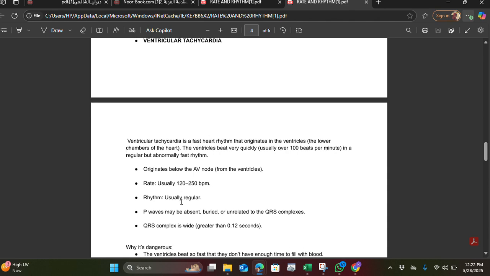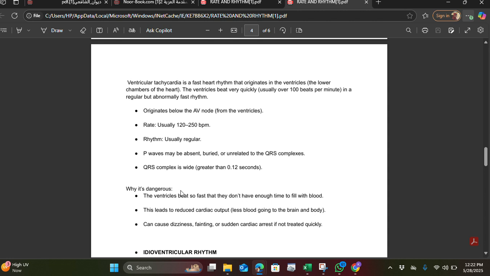Now, the P wave is also absent, but the QRS complex is very, very wide. Here the ventricles will be very, very fast, and they don't even have time to be filling themselves with blood, just like what happened in fibrillation. And the QRS complex is usually very, very wide.